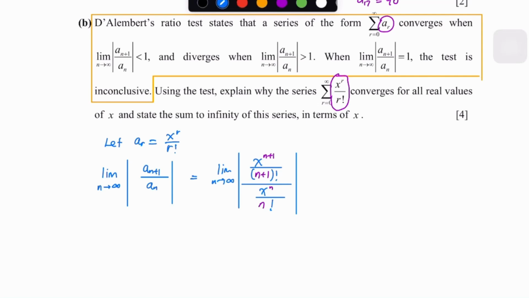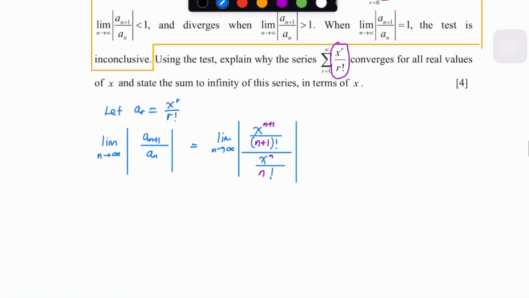So okay, what do we do now? How do we simplify? We keep, change, flip because this is a fraction. Your primary school taught you keep, from divide become times, then flip like that.